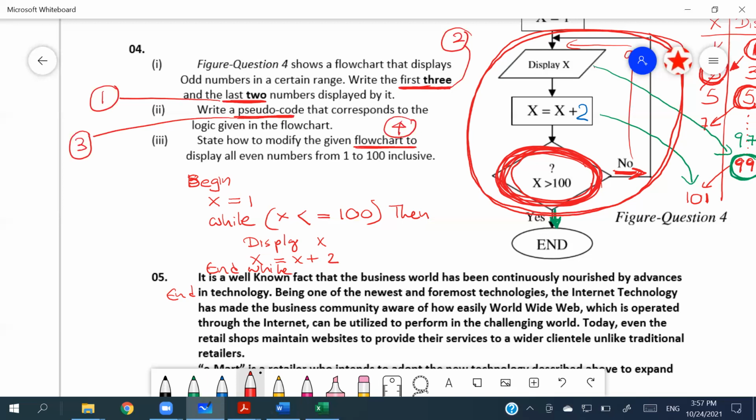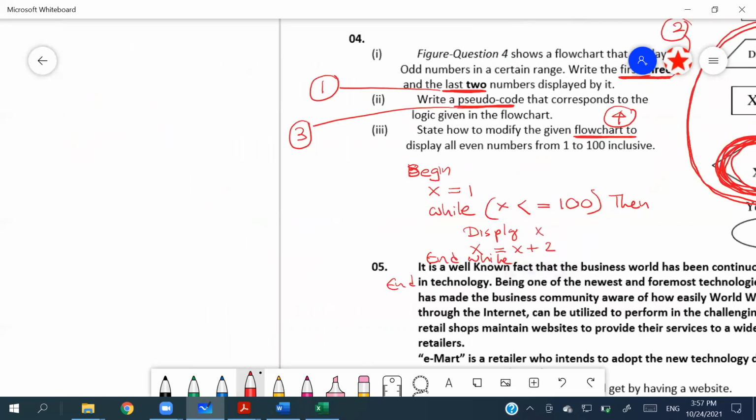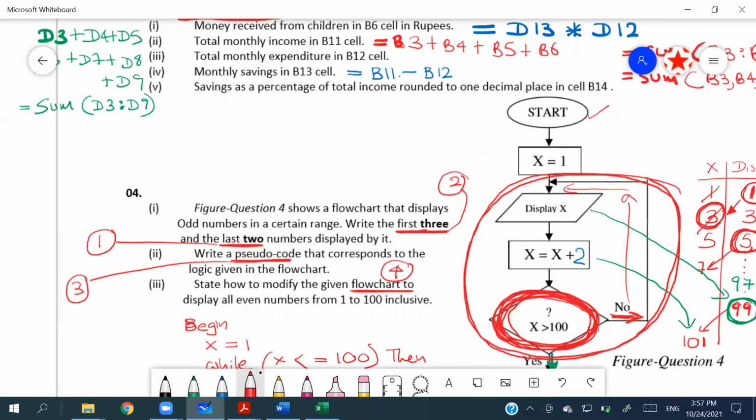So it says state how to modify the given flow chart to display all even numbers from 1 to 100 inclusive, right? So there is only one thing we have to change. It is the initialization. This particular one needs to be converted to 2. If you start from 2, first 2 will be displayed, then it will be increased by 2, right? So likewise, things will be displayed from 1 to 100, including 100 as well.